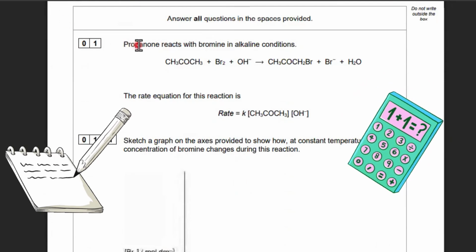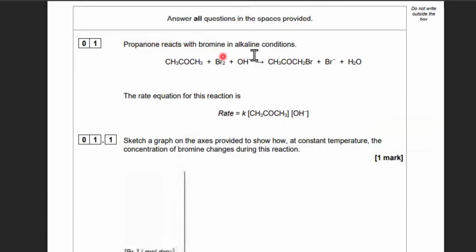So question one: propanone reacts with bromine in alkaline conditions. We have the equation here, CH3COCH3 plus Br2 plus OH minus goes to CH3COCH2Br plus Br minus plus H2O. The rate equation for this reaction is rate equals k, and then we have propanone and hydroxide ion concentration in the rate equation. Sketch a graph on the axis provided to show how, at constant temperature, the concentration of bromine changes during this reaction.